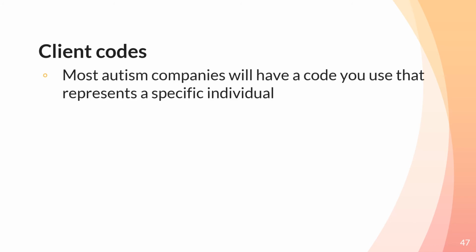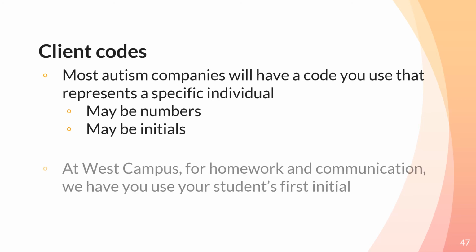Most autism companies will have a code that you use that represents a specific individual. This may be numbers, or it may be initials. At West Campus, for homework and communication, we have you use your students' first initial or their first two initials. That way we can protect their privacy.